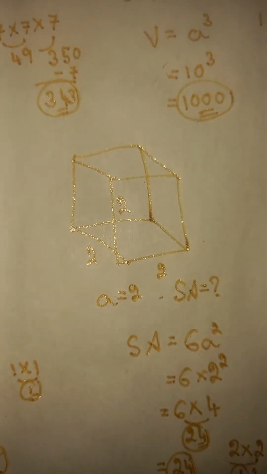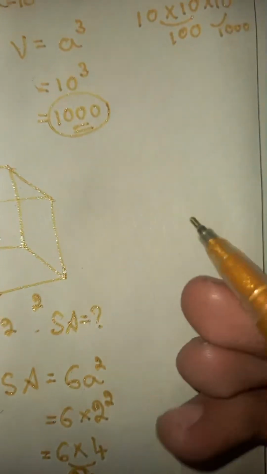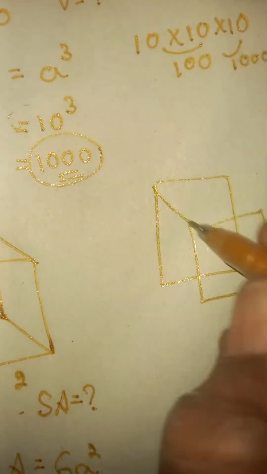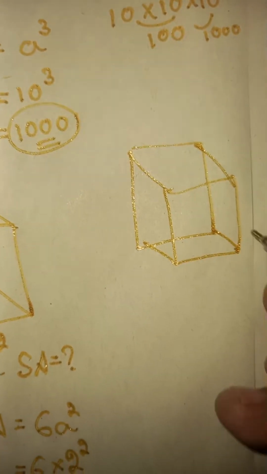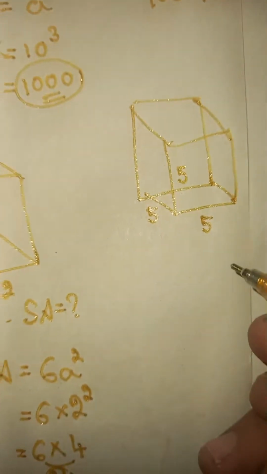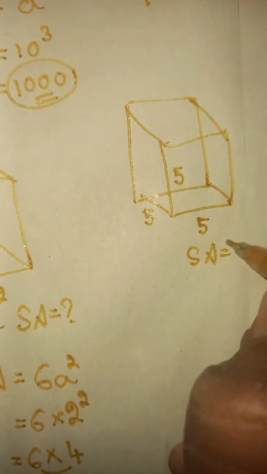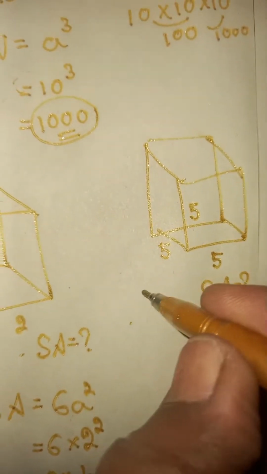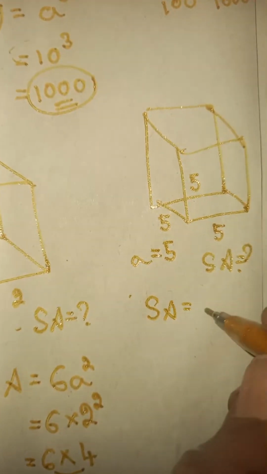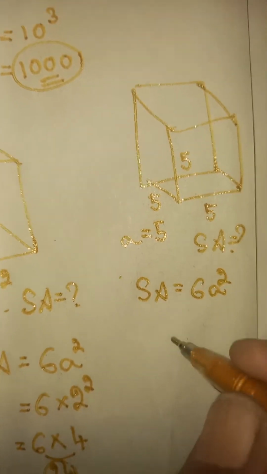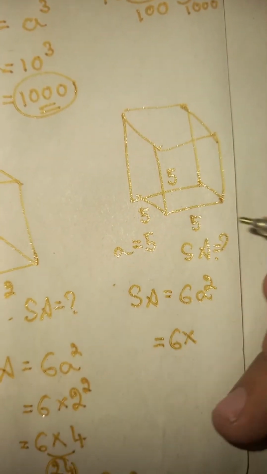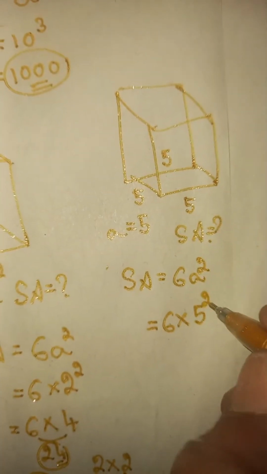Let's take another cube. And in this cube, they have given all the edges of the cube as 5 units. When all the edges are 5 units, you need to find out what's the surface area. Here also same way, edge length is 5 units. Surface area means 6a square. Here it is nothing but 6 times of edge length is 5 units, so it becomes 5 square.